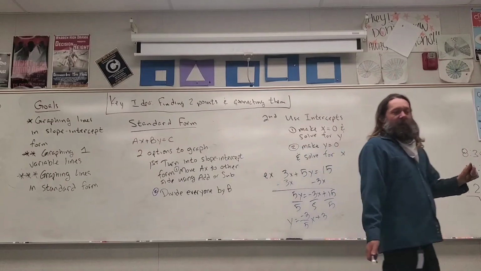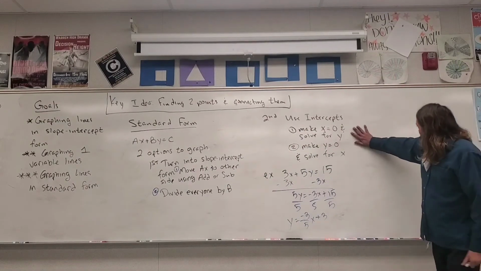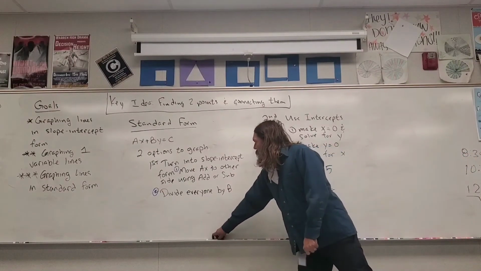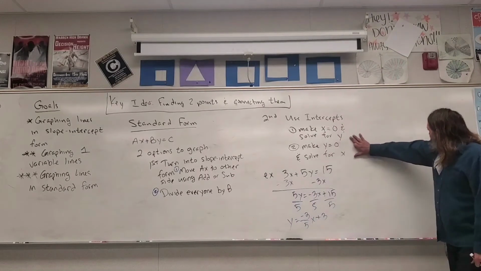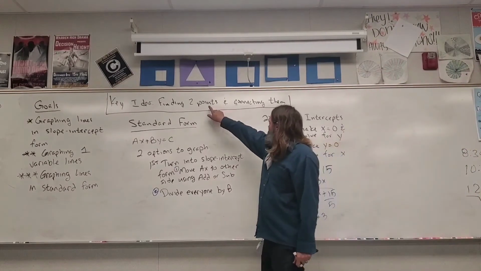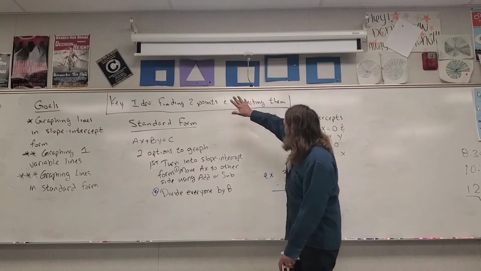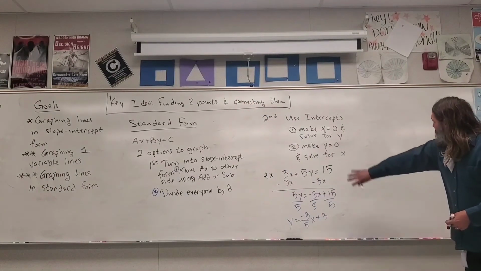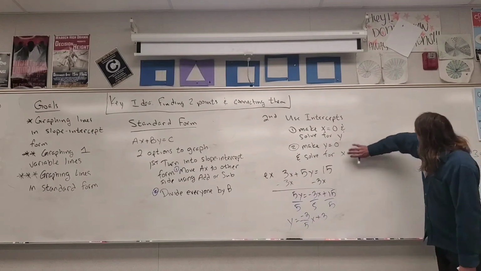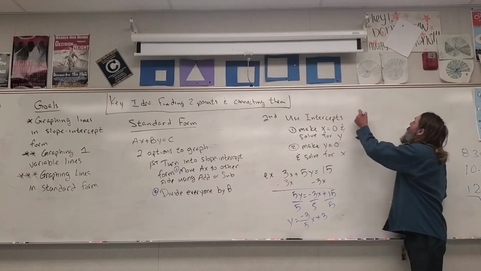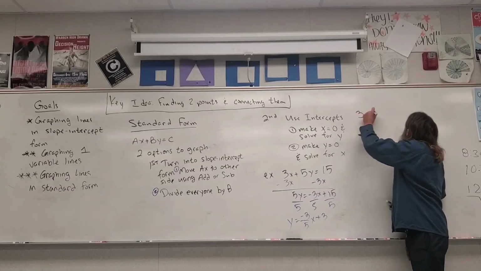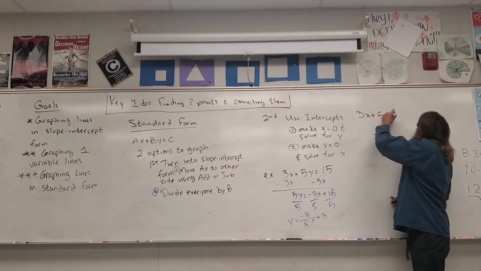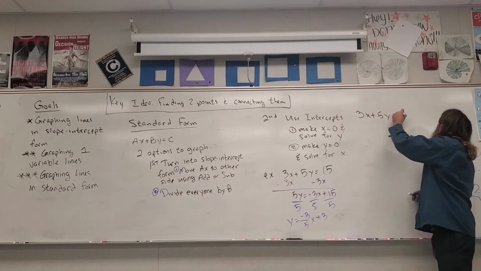The second goal is to use intercepts, and I'm going to go through the process here with you real quick. When you use intercepts, you're actually finding 2 points, and then we're going to connect them again. So again, that's the key idea. Everything that we've done today is that idea. So let's go ahead and rewrite this equation and find the intercepts. So let's see here. 3x plus 5y is equal to 15.